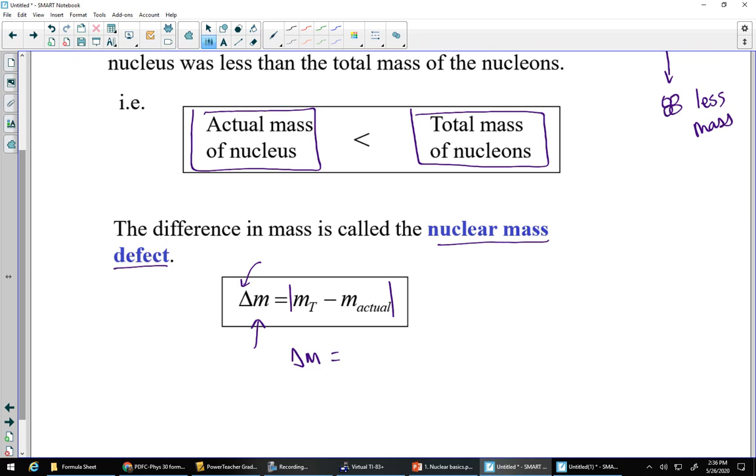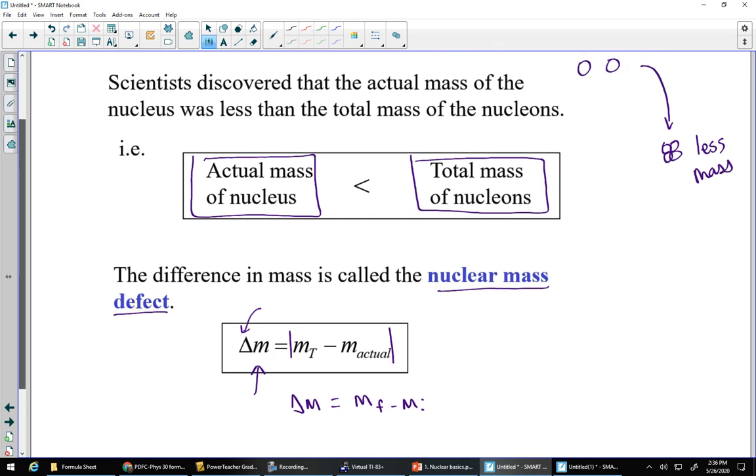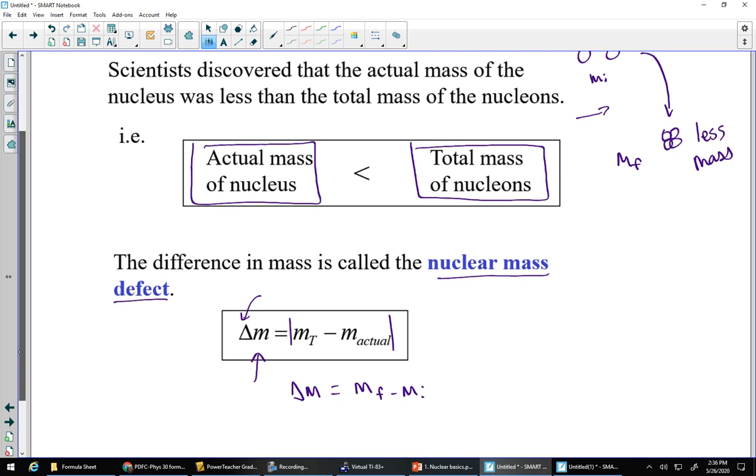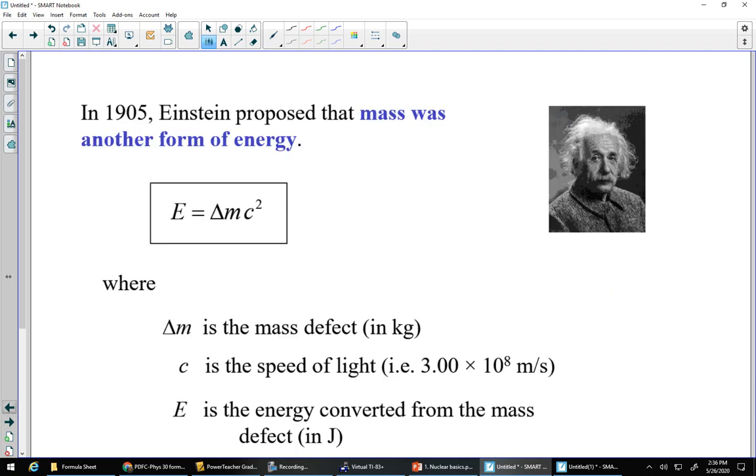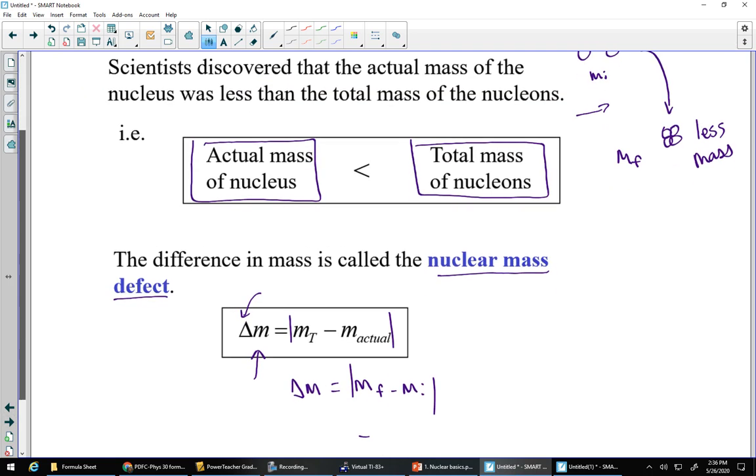Delta M is equal to mass final minus mass initial, if we're going with classic delta, right? And we might say that these things are coming together like I've drawn up here. So this would be mass final, and this would be mass initial. So if mass final is less than mass initial, we might get a negative number. That negative number just represents the mass decreasing, right? Which makes sense. So just take the absolute value. All I'm trying to say with this, it doesn't matter which one you subtract from the other, just take the absolute value if you end up with a negative number. Cool. Okay, so the nuclear mass defect.